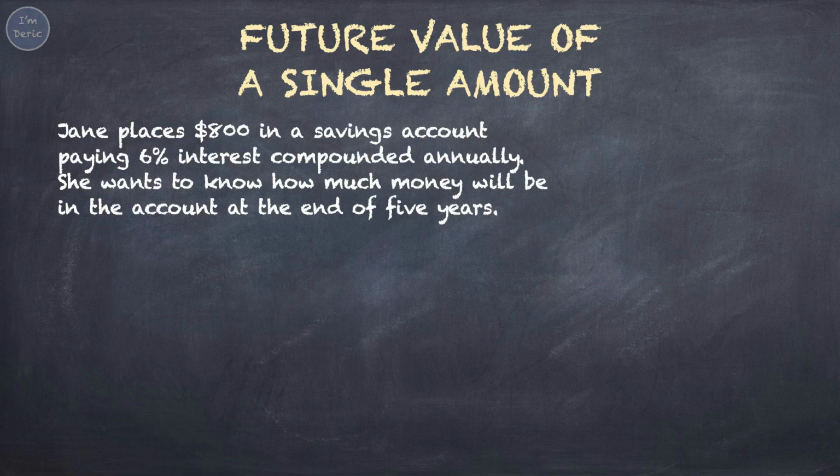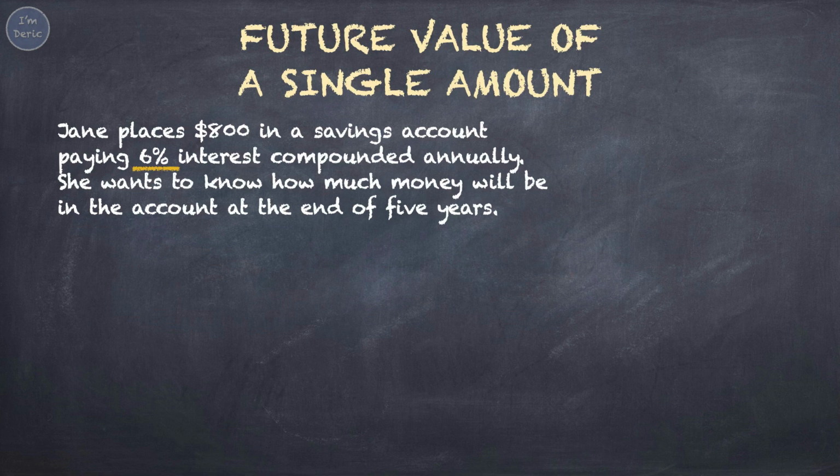Jane places $800 in a savings account, paying 6% interest compounded annually. She wants to know how much money will be in the account at the end of 5 years. Let's analyze this question. $800 is the money that Jane is going to save, which means she is going to pay now. So, this is PV, and it would be negative 800. Paying money would be negative, receiving money will be positive.